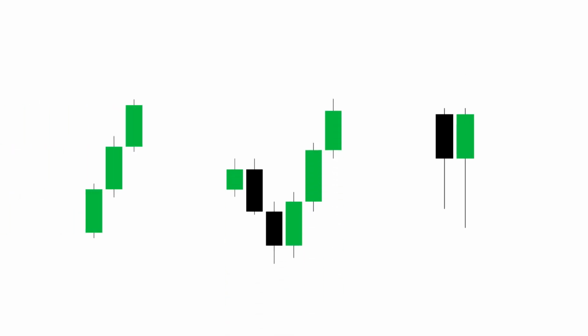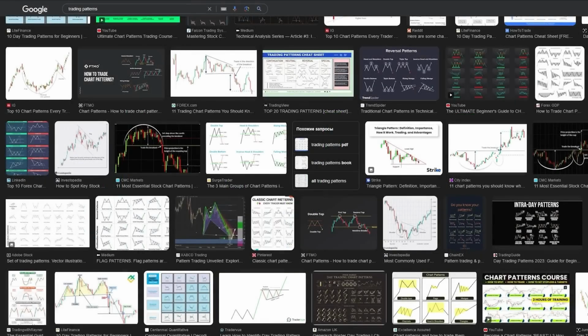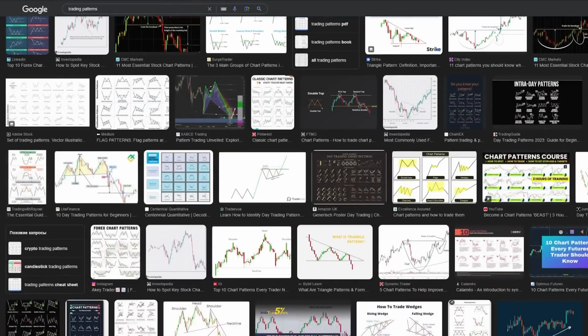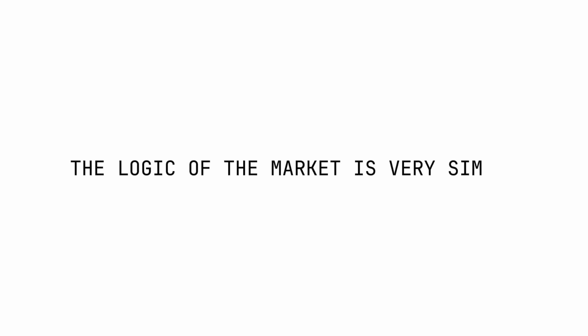In this video, I will tell you about the three main tools for market analysis that you will need once and for all. No more patterns and unnecessary clutter that only hinder and bring failures. I am sure you have not seen anything like this before. Let's get started. As we already know, the logic of the market is very simple.